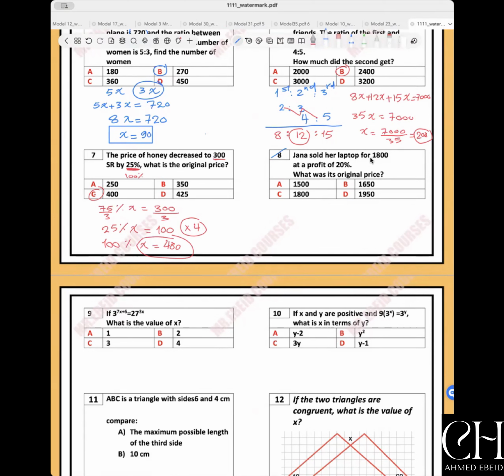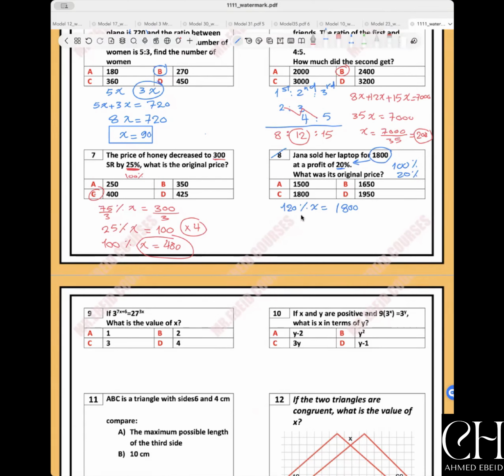Jana sold her laptop for 1,800 at a profit of 20%. What is the original price? To find the original price, this price is after increasing, after the profit. So 120% of x equals 1,800. From where 120? You know that the original price is 100%, and the increase is 20%. If you add them both together, it will be 120% of x.